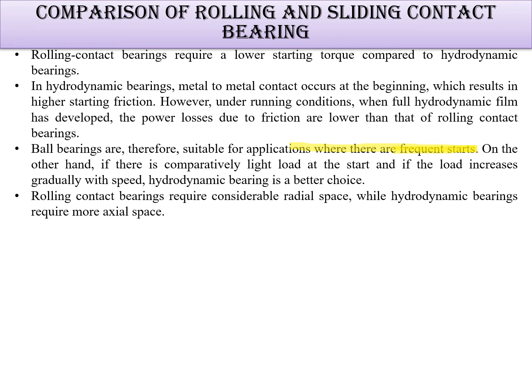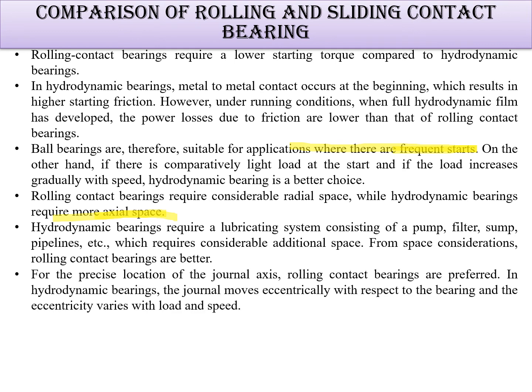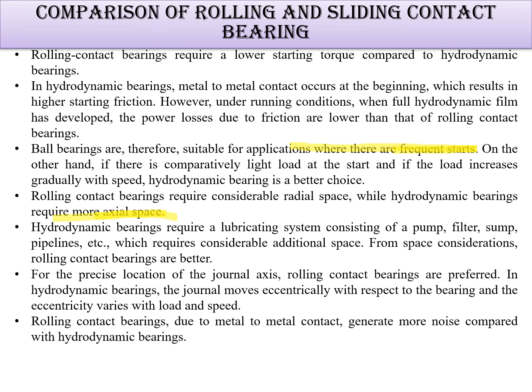Roller contact bearing requires considerable radial space, while hydrodynamic bearing requires more axial space. Hydrodynamic bearings require a lubricating system consisting of pump, filter, some pipeline, etc. So more space and more things are there. We can't use it in a moving way. But roller contact bearing does not require these types of things. So for precise location of the journal axis, roller contact bearings are preferred.